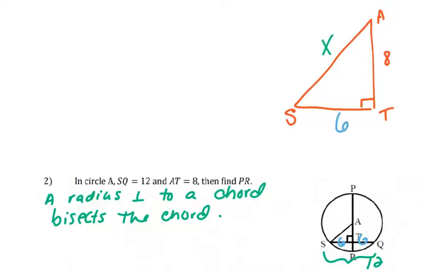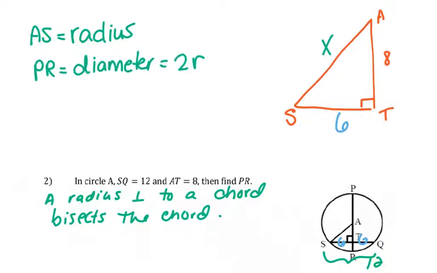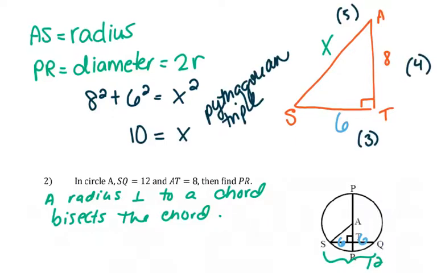And now I can search for that radius AS. If I find the radius AS, that means I could find the diameter, which is what I'm trying to find essentially, which is PR. That's twice the radius. Now, if you haven't already noticed, this is a Pythagorean triple, but if you didn't, you would have used the Pythagorean theorem. But notice it's a Pythagorean triple, and that segment AS, which is the radius, is 10, and that would make PR, the diameter, equal to 20.